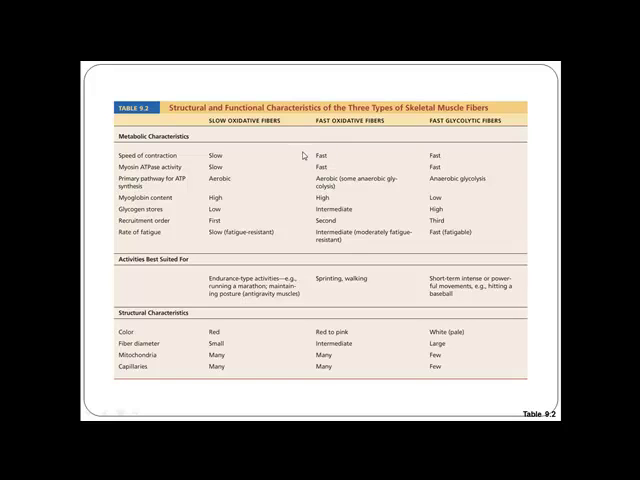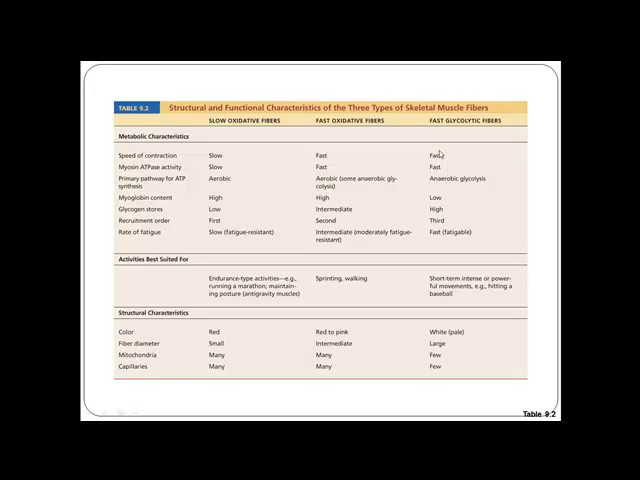Fast oxidative would be like a sprinter. You need a minute or two or three of activity. These muscles will be fast contraction. They will do some aerobic pathways, some anaerobic. They'll still have a lot of myoglobin. Their glycogen stores will be in the middle. These will be the second muscles to contract, and they will be intermediate. So this will be kind of in the middle. These would be like sprinting or walking. And these will be red to pink, a little bit lighter color. Fiber diameter will be intermediate, and they'll have lots of mitochondria.